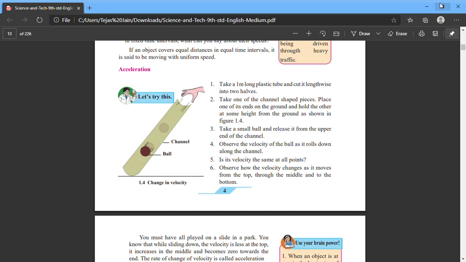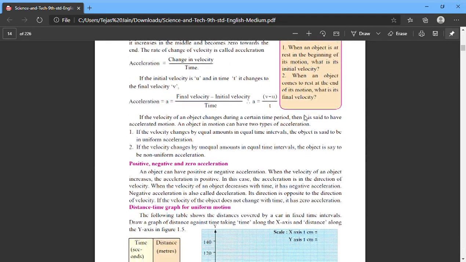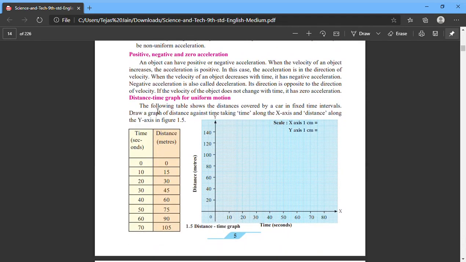Then we studied the concept of acceleration and what is meant by positive uniform motion and negative uniform motion, and then we studied the concept of acceleration. Right now, today we are going to see the distance time graph for uniform motion.